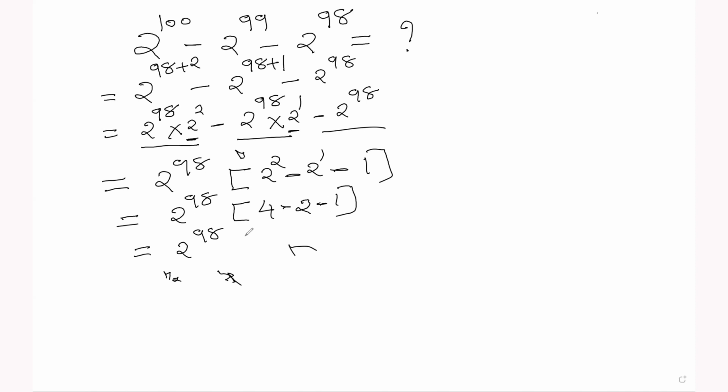Now 4 minus 2 is going to be 2, so 2 minus 1, and then I can write down 2 power 98. 2 minus 1 is going to be 1, so my final answer will be 2 power 98.